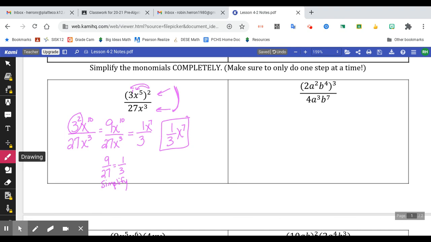Next one. So again, at the top, I'm going to distribute the 3 to the 2, the a squared, and the b to the 4th. This is going to give me 8. 2 to the 3rd is 8. Then I have to multiply. So a to the 6th, b to the 12th, and it's over 4, a to the 3rd, b to the 7th. Okay, coefficients first. So 8 divided by 4 here gives me 2. 6 minus 3 for my a's gives me a to the 3rd. And 12 minus 7 gives me b to the 5th. And I'm all done.